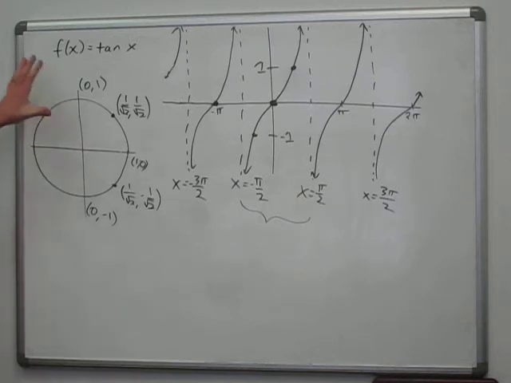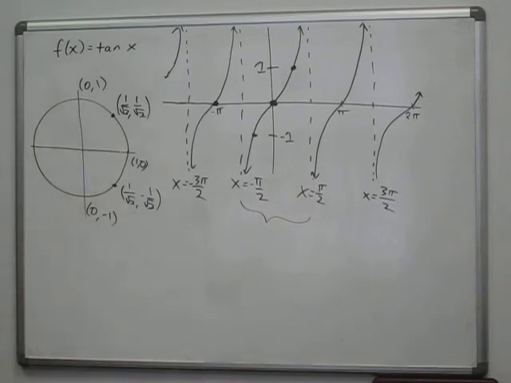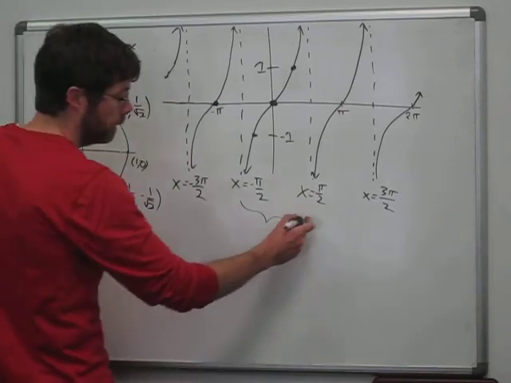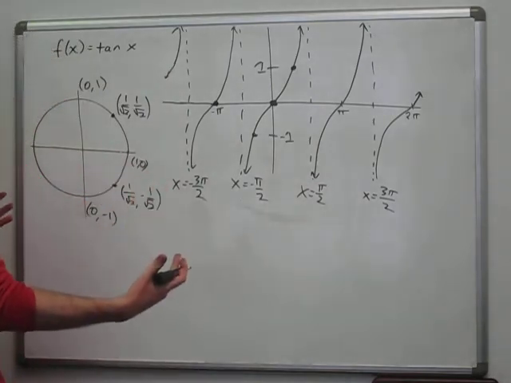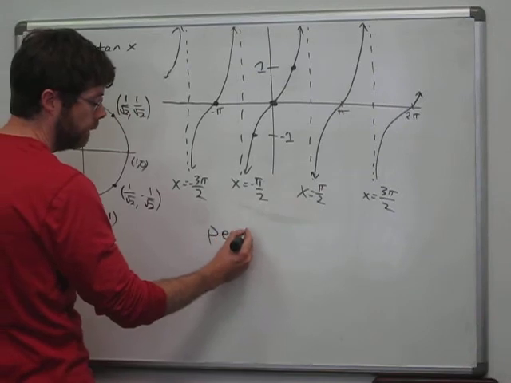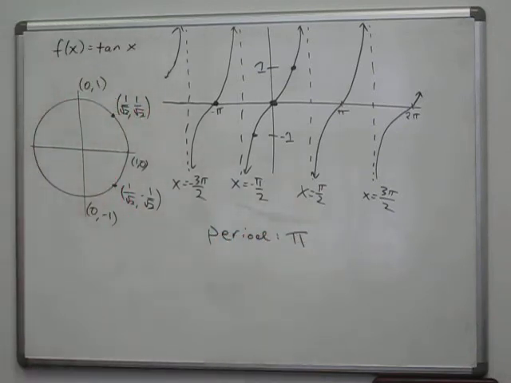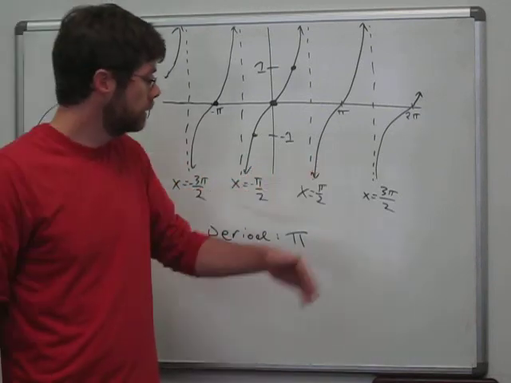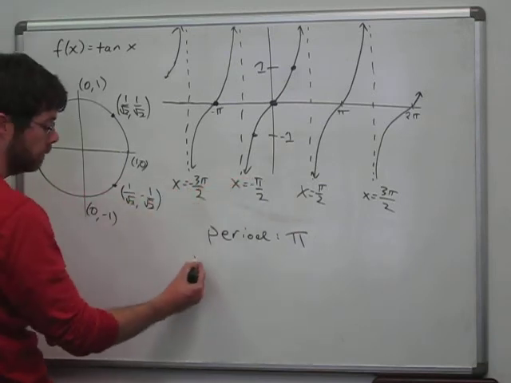And if we would go through this analysis around and around the circle, we would come up with a graph that looks like this. Some of the basic characteristics: the graph starts repeating itself after a distance of pi. The period for the tangent is going to be pi. Vertical asymptotes show up at the odd multiples of pi over 2.